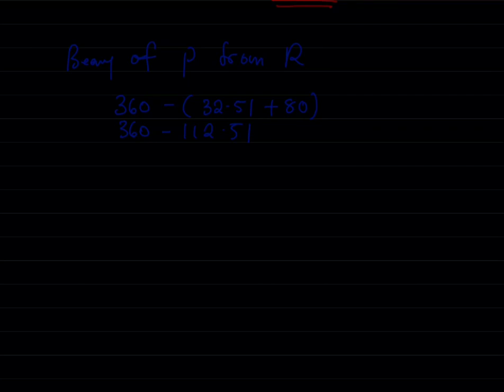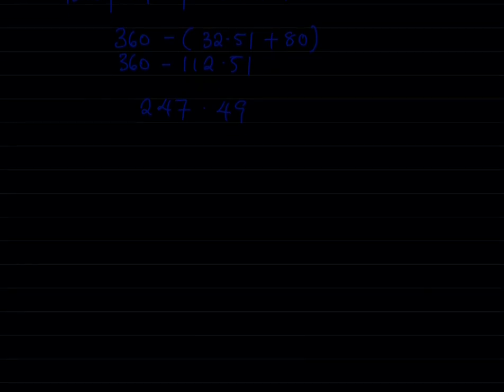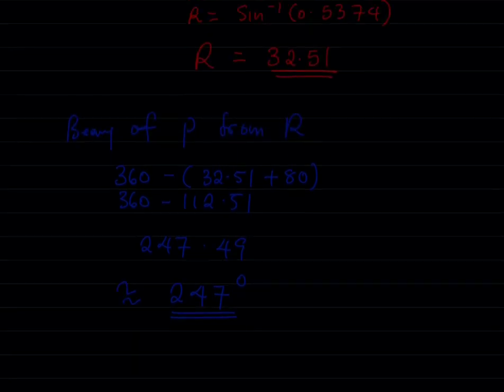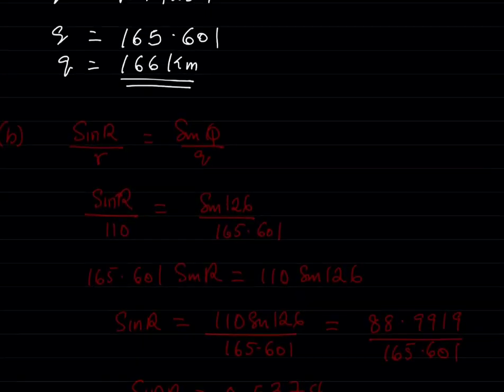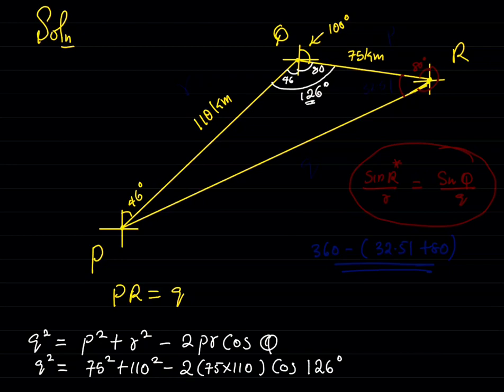which, by my calculator, when I move further, I'm going to have the bearing as 247.49. Now, remember, we're told to keep everything to 3 significant figures, so it will be approximately 247 degrees. So basically, this question has been answered. You can go over this question carefully, and it's wonderful. It's so clear. You understand what you need to do.